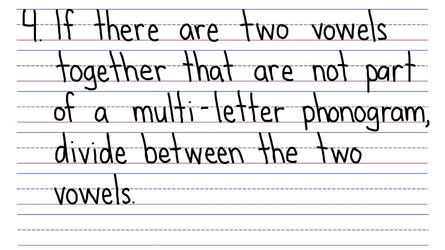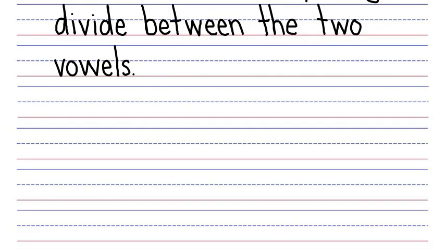That brings us to our fourth syllable division rule. If there are two vowels together that are not part of a multi-letter phonogram, divide between the two vowels. Let's get some more space and study this one a bit closer. So they're saying, if you have two vowels together between two consonants, like this, and they're not part of a multi-letter phonogram, so they're not part of, say, A-I that says A, or O-I that says oi, or double E that says E, and so on, then you put the syllable division between the two vowels right here. So let's look at some words where that happens.